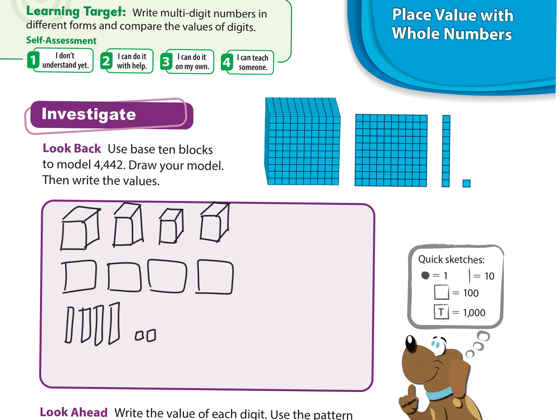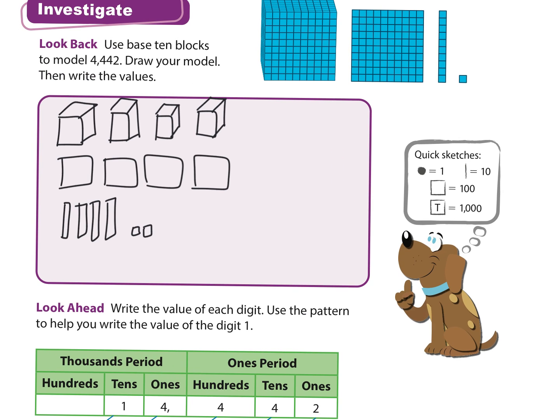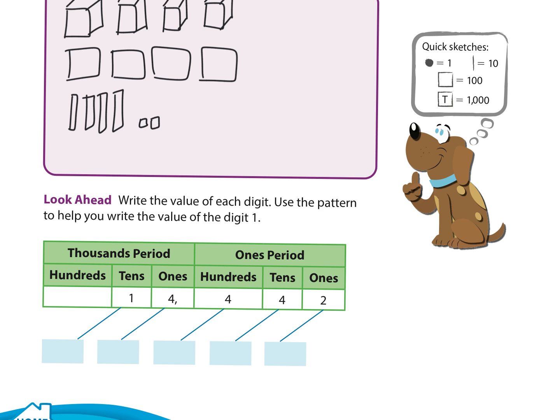All right, looking ahead is the next part, and it says, write the value of each digit. Use the pattern to help you write the value of the digit 1. What does that mean to write the value of each digit? Kinda. What number? Like if I have 1 tens in the thousands period, what is the value of that 1? I have 1 10,000. So what would I write for the number? 10,000? Yeah, just 10,000, exactly.